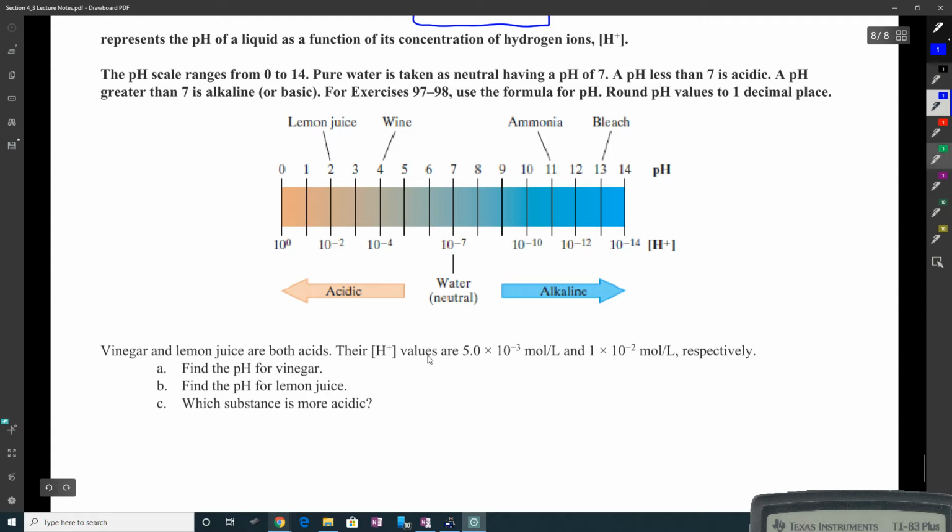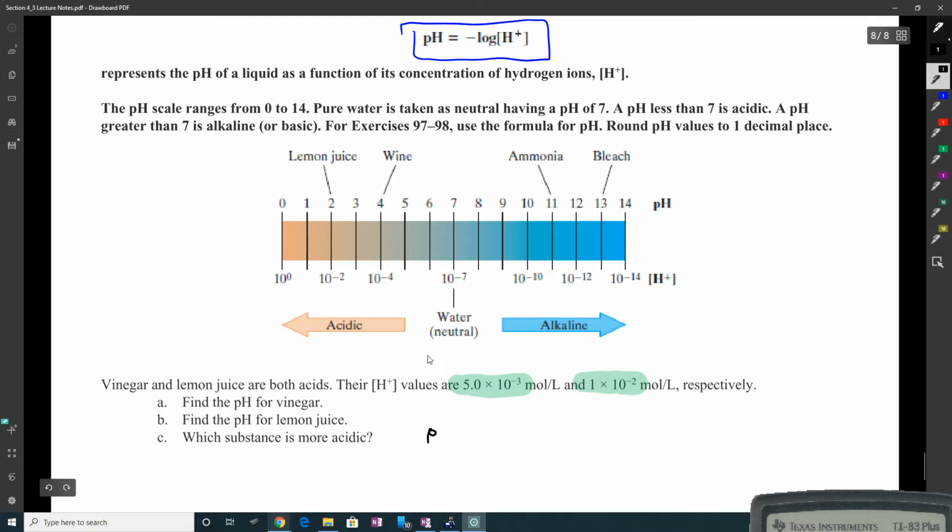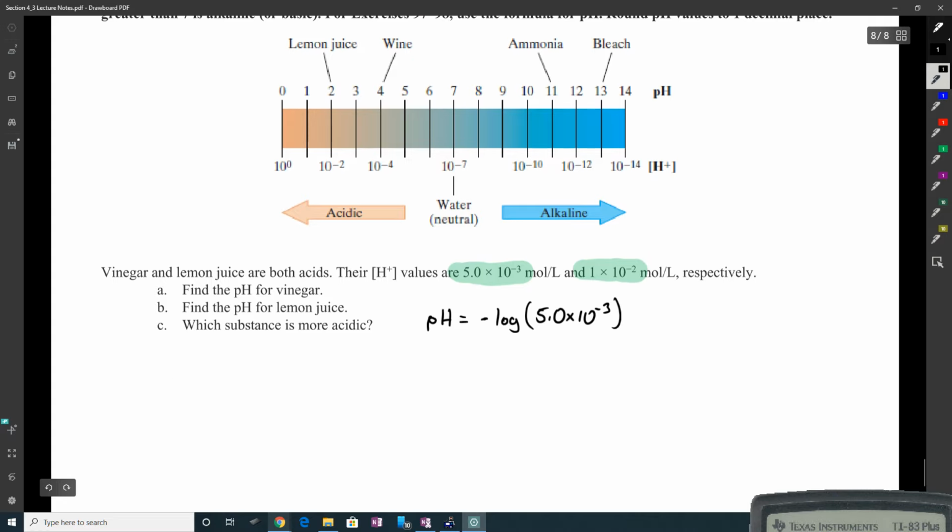Vinegar and lemon juice are both acids. Their H plus values are given here, respectively. So find the pH for vinegar. We're just going to use the formula. The pH is equal to negative log, and for vinegar it is 5.0 times 10 to the negative 3. And so we're just going to work it out.